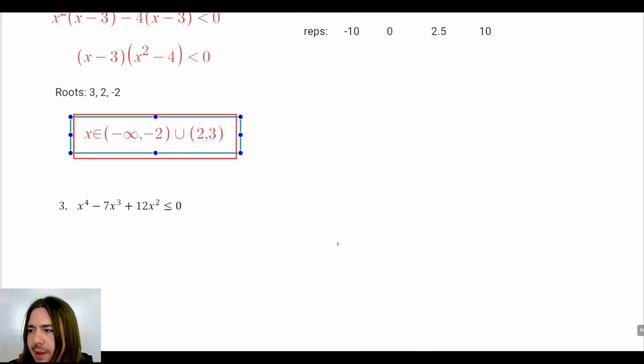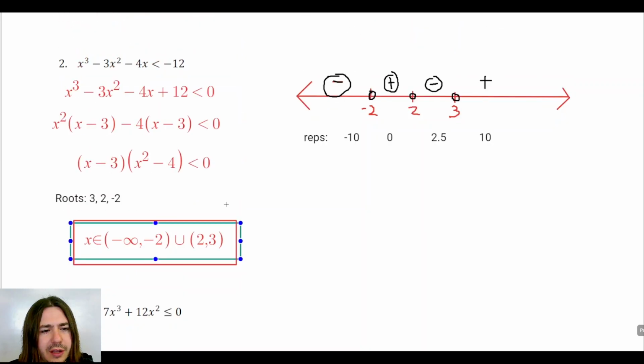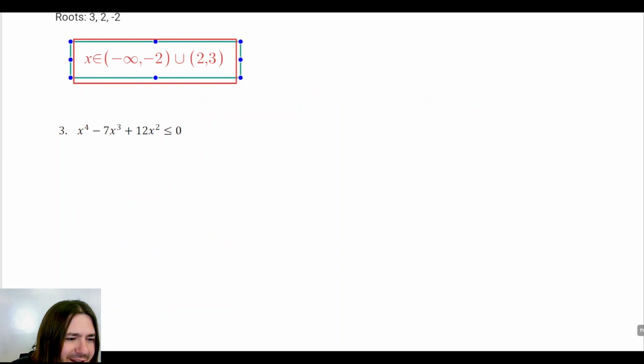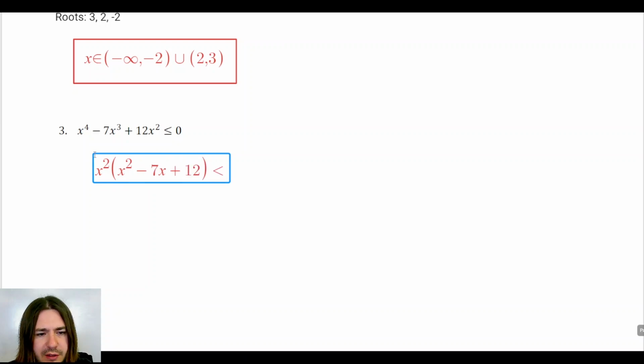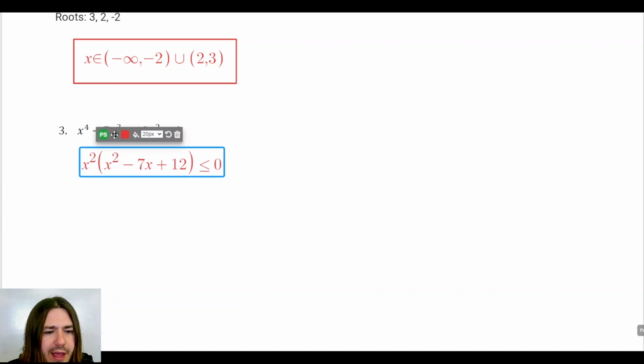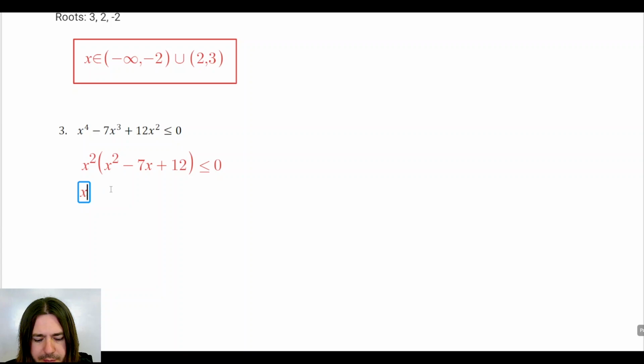Now this one might be a little easier to do. Kind of wish I started with this one because this one has a GCF. And so it'll just make the factoring a lot easier if we factor out that x squared first. So x squared times x squared minus 7x plus 12 is less than or equal to 0. It looks like I can factor out that binomial. We've got x, let's see, two numbers that multiply to give me 12 and add up to negative 7. That'd be negative 3 and negative 4.